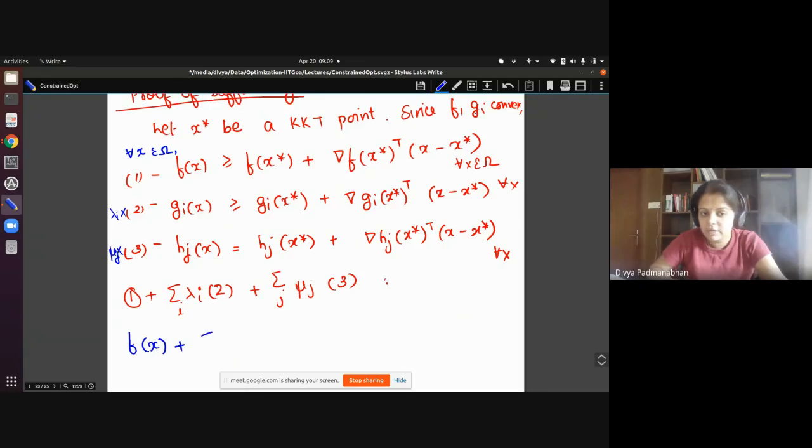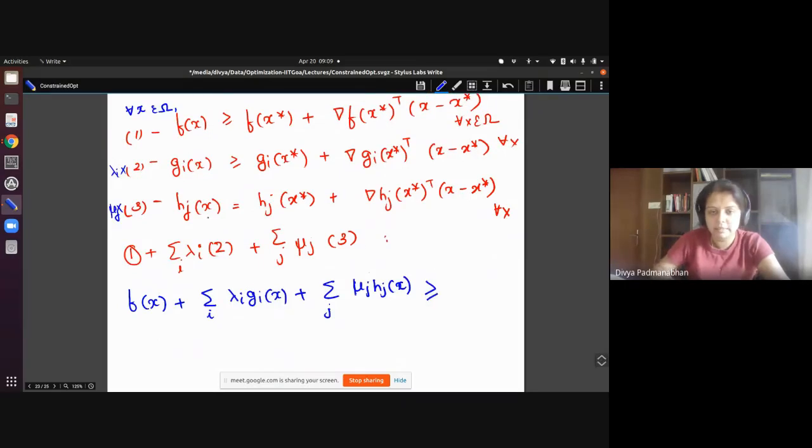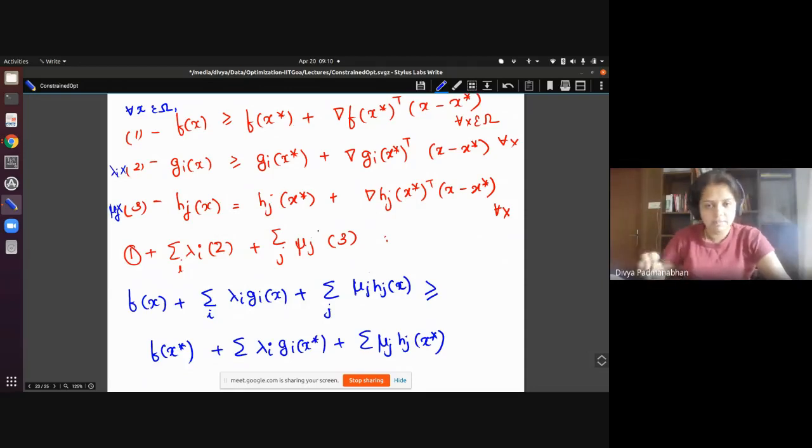So what you're going to get is, on the left hand side, f(x) plus summation over all the inequalities, lambda_i times g_i(x), plus summation over all the equalities, mu_j times h_j(x). And the right hand side is going to be greater than or equal to, I'll just write the first terms together, f(x star) plus summation lambda_i g_i(x star) plus summation mu_j h_j(x star). Okay, so that is the first terms of all the three inequalities and equalities.